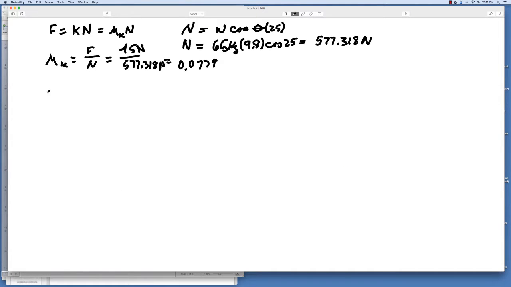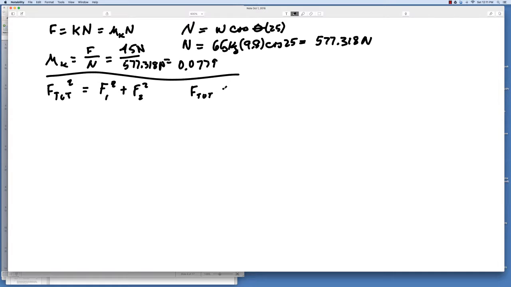First of all, to find the total force, F total squared is going to equal F1 squared plus F2 squared by Pythagoras' theorem. So that means that F total is going to equal the square root of F1 squared plus F2 squared.